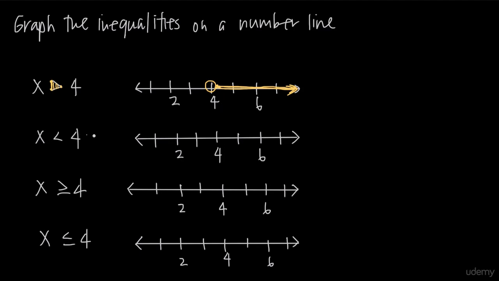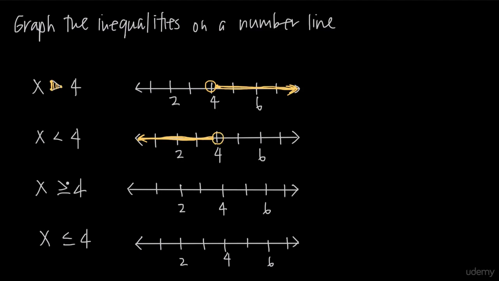Similarly, when I have x less than 4, I want an open circle because x can't be equal to 4, and then I want my ray pointing this way because I want to say that x can take on all of the values that are smaller than 4. So it can take on 3 and 2 and 1 and 0 and -1. Any of these values to the left here, even 3.99999, really close to this open circle, really close to 4, but not equal to 4.